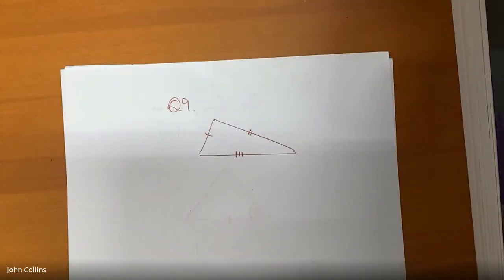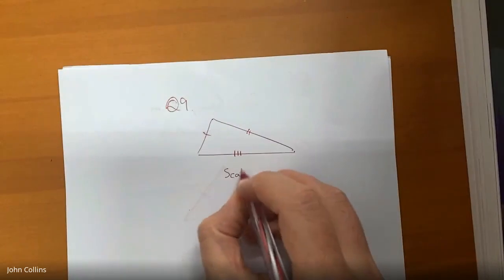All right, so question 9, we were looking for a triangle with three different sides. That one's called a scalene triangle.